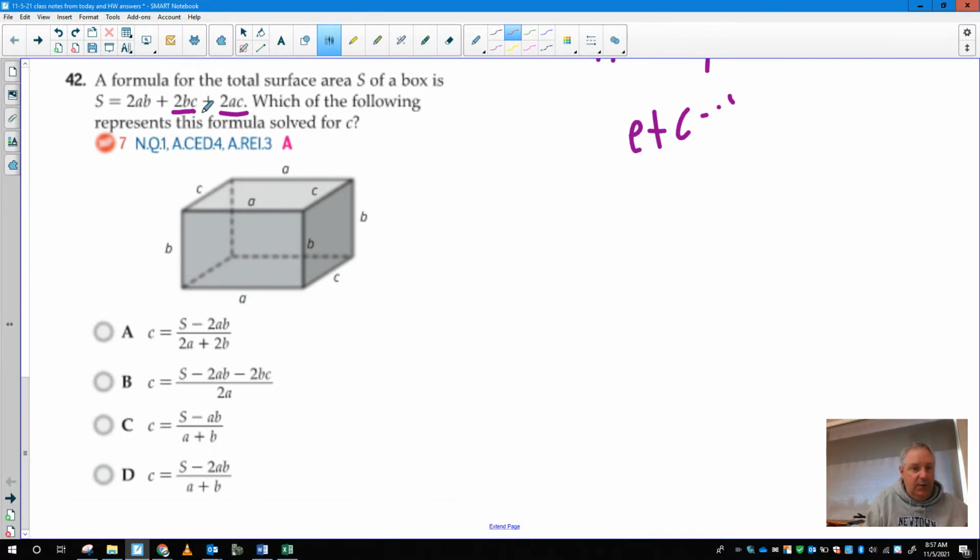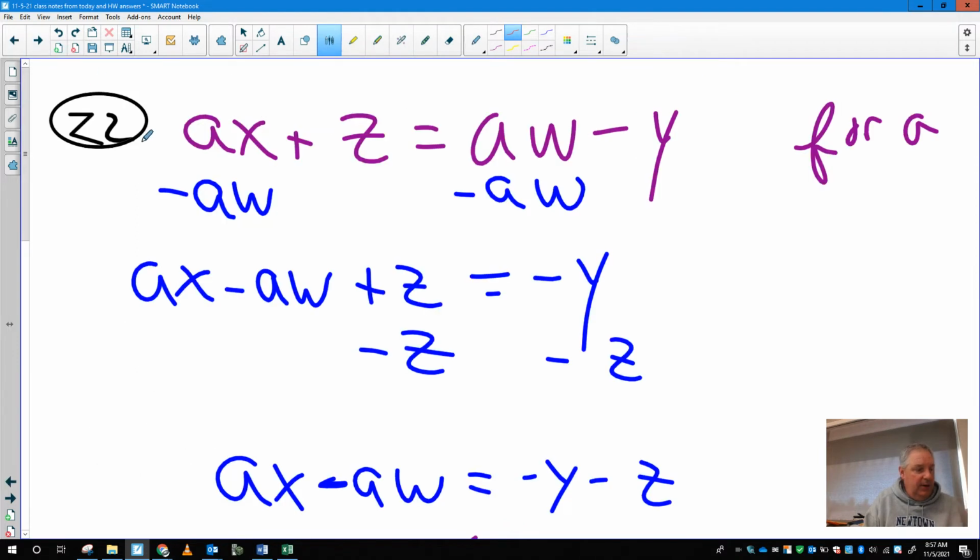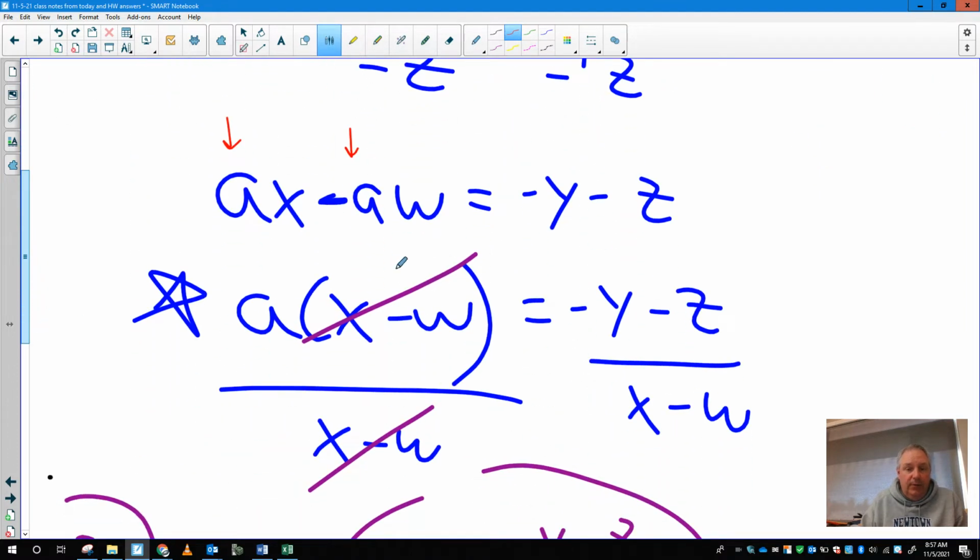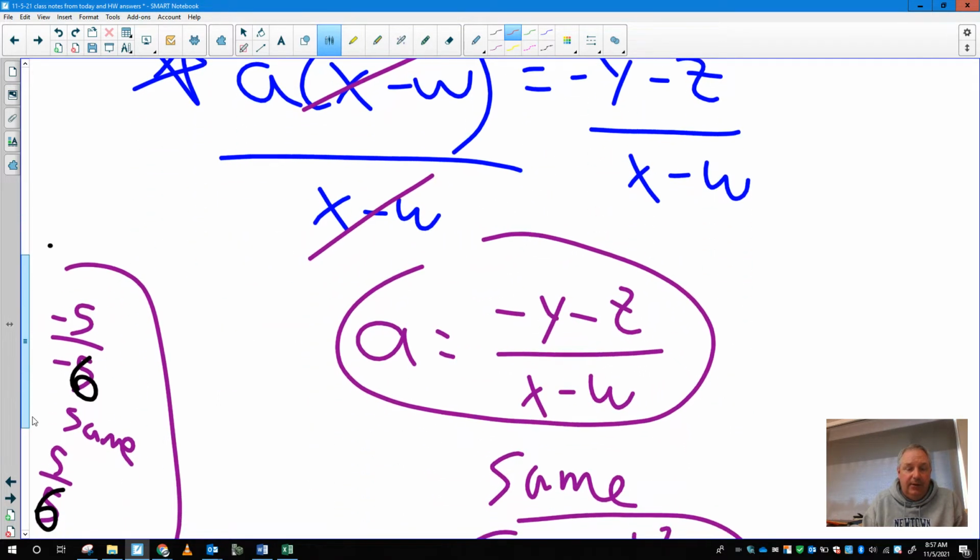All right, let me go over some from number 22. This is still from the book. We're solving for a. I have an a here and I have an a here. I want to put the a's on the same side. So now I have an a here and an a here. When I have two a's, I have to distribute backwards, put the a as a single factor, which leaves me with x minus w, and then I can divide both sides by the quantity of x minus w.